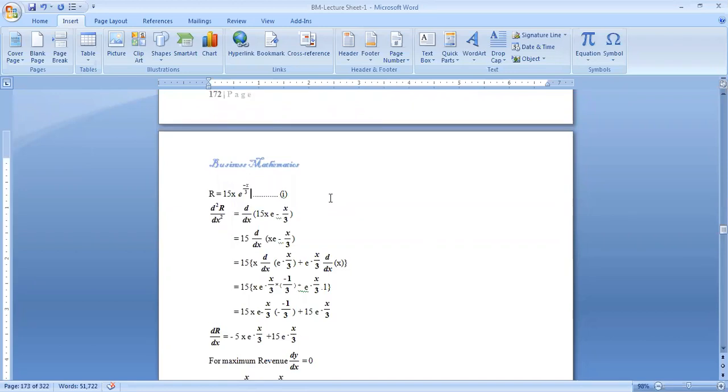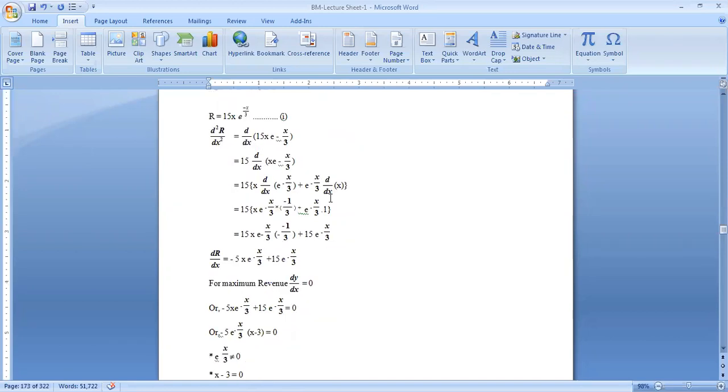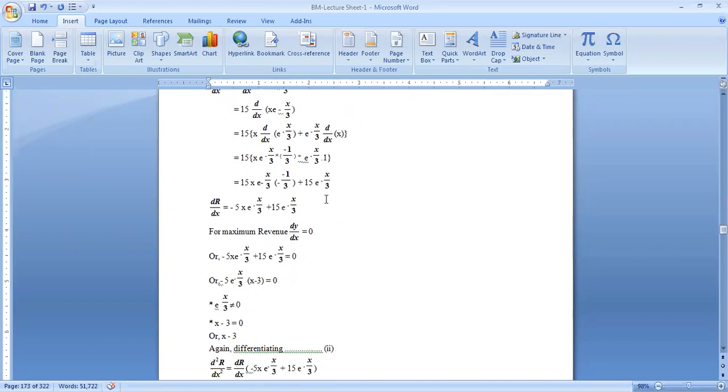Equation number 1. Now what will the first derivative be?